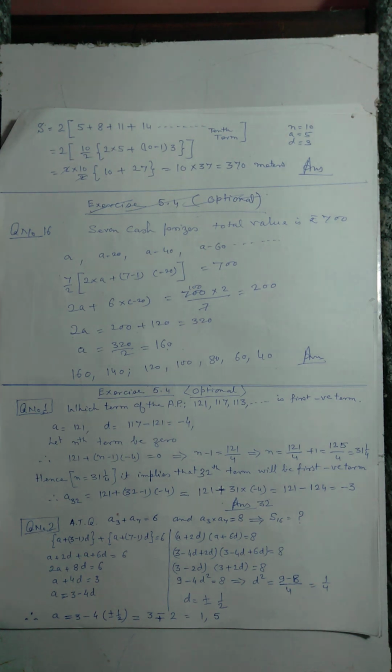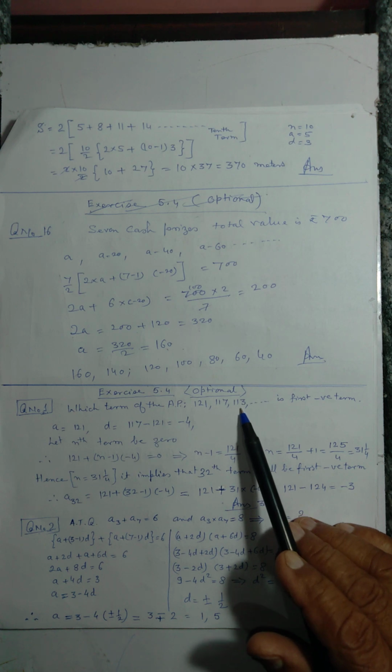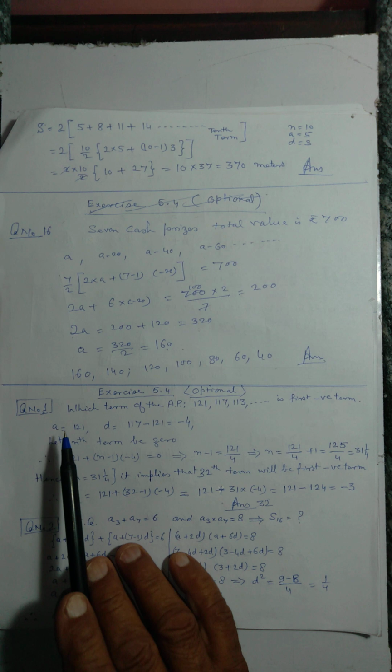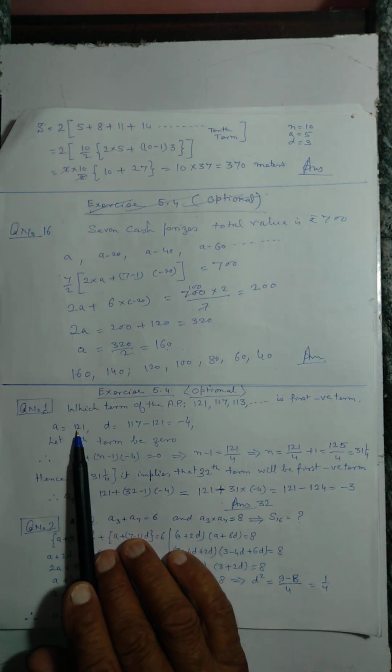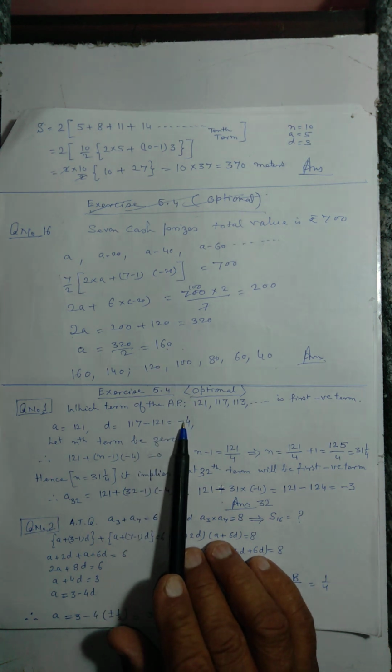Let us start CBSE Mathematics Class 10th Exercise 5.4 Optional. You see the question number 1. First is, which term of an AP 121, 117, 113 is the first negative term? Here A means first term, that is 121. Common difference is equal to -4.